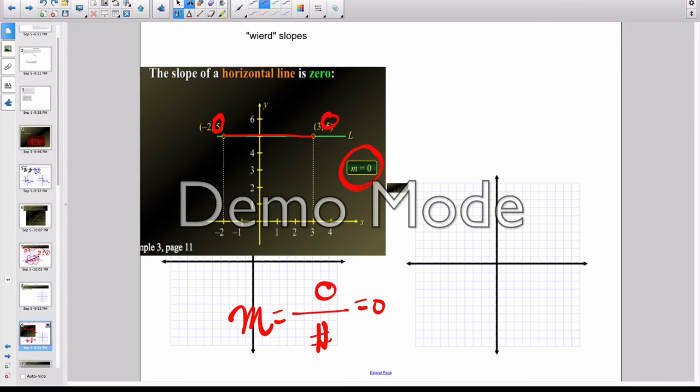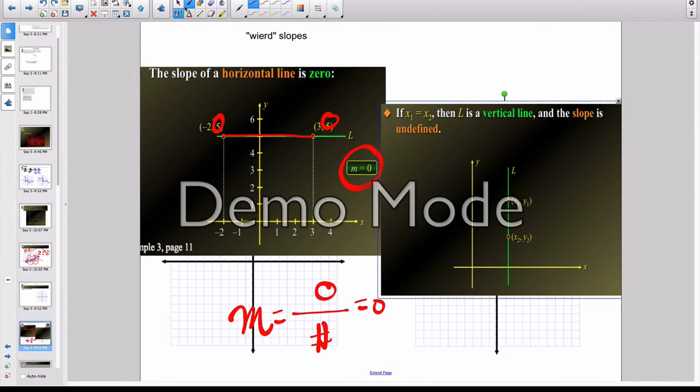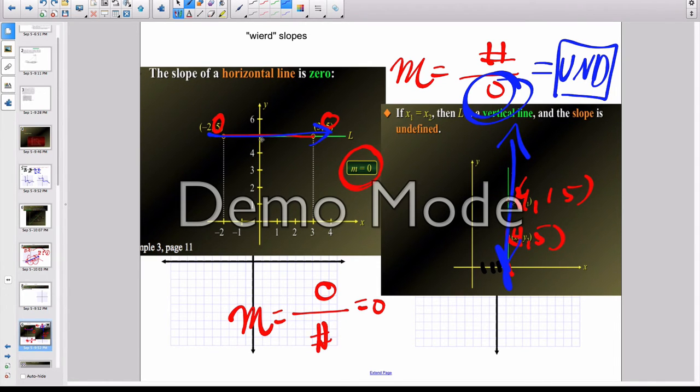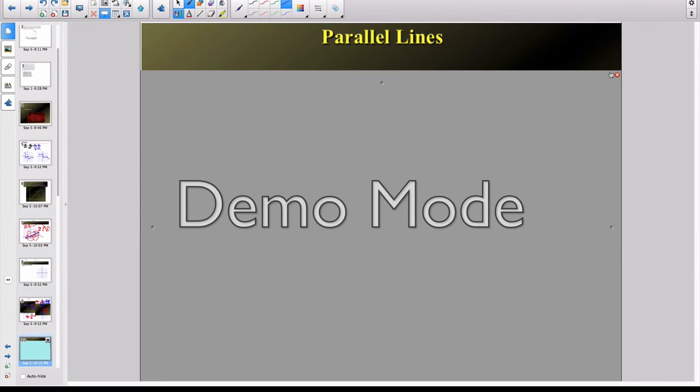Now, when we have a vertical line, that is when the x is the same. So if this is like (4, 5) and (4, 15), that's going to give you some rise with 0 run. And when you divide by 0 here, that gives you undefined. So our 2 weird ones are undefined for a vertical line, and slope is 0, which is a number, for a horizontal line.